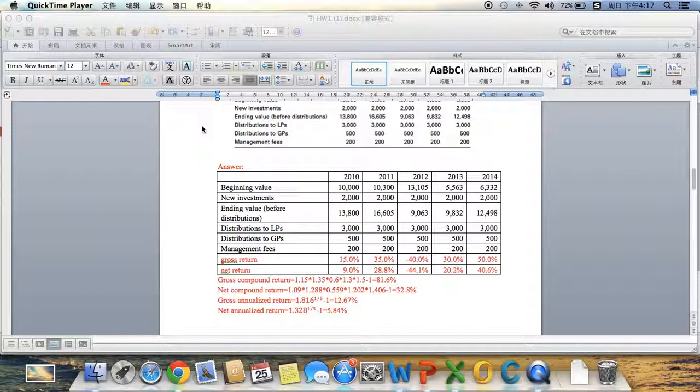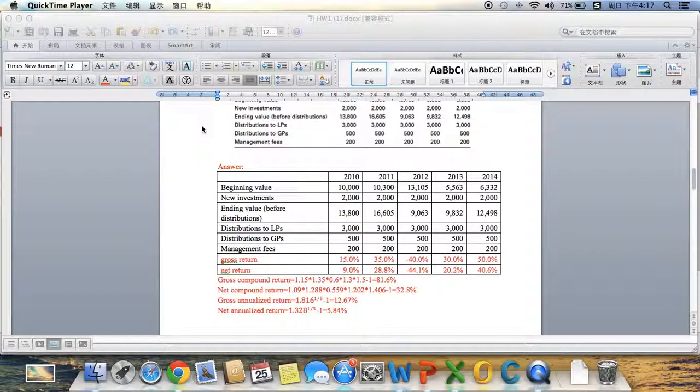For the gross compound return, we use 1 plus the gross return for each year and multiply all the years' numbers together, subtracted by 1, and we get 81.6%. And for the net compound return, we use 1 plus the net return for each year, multiply all the numbers together, subtracted by 1, and we get 32.8%.